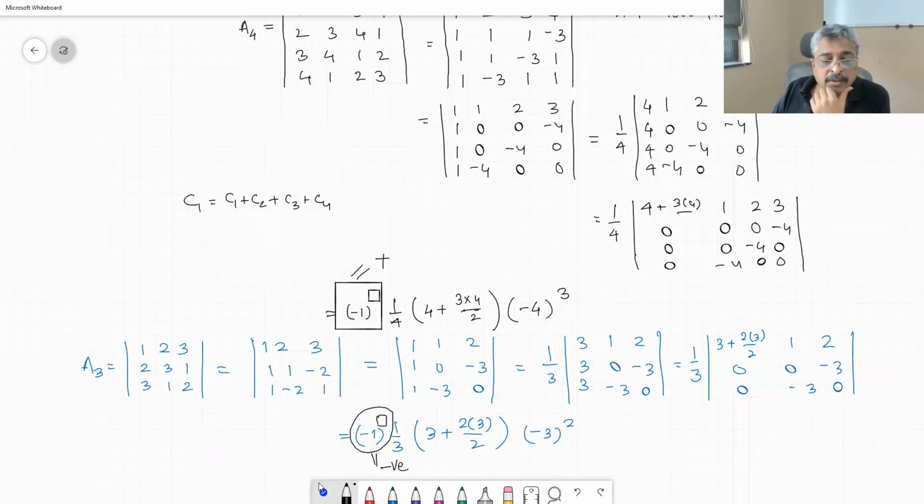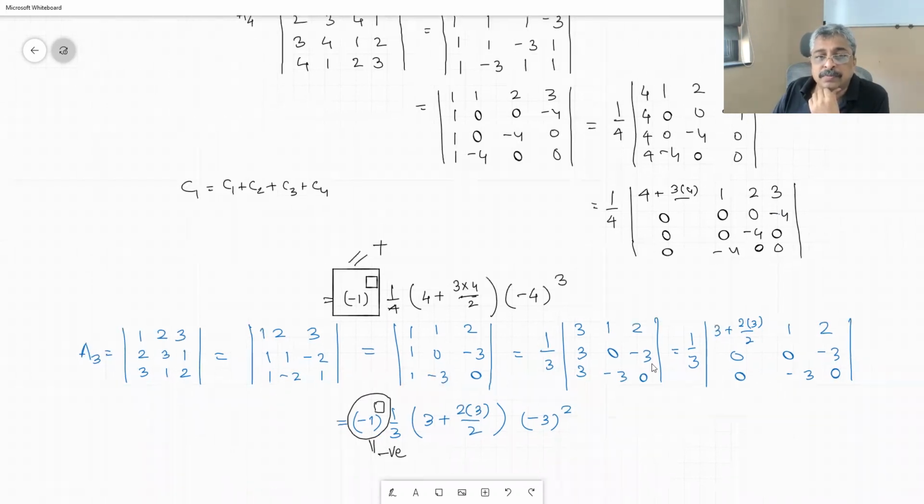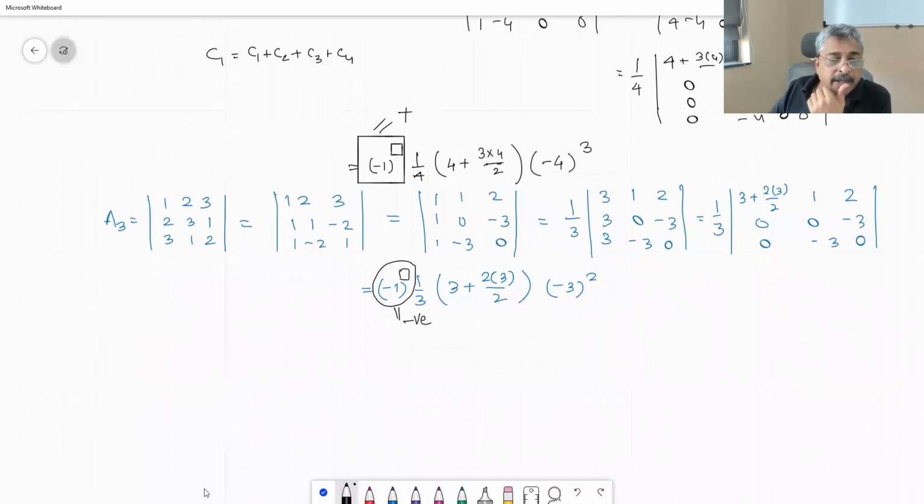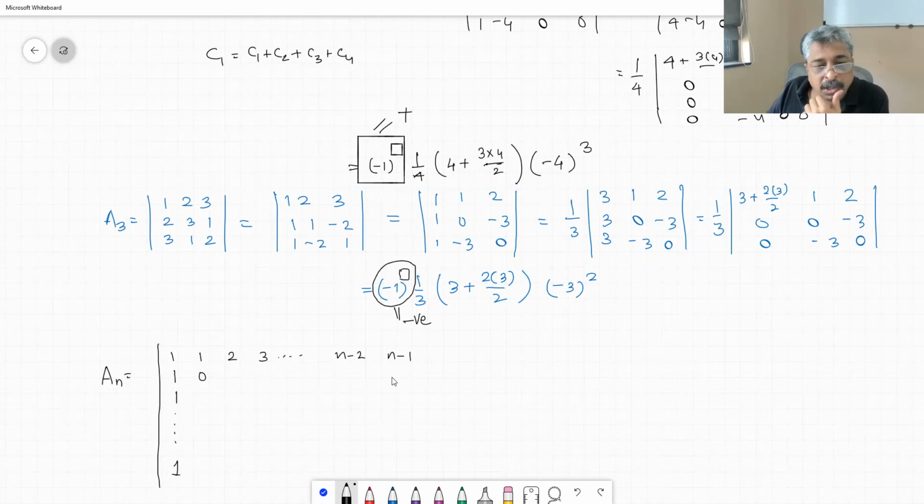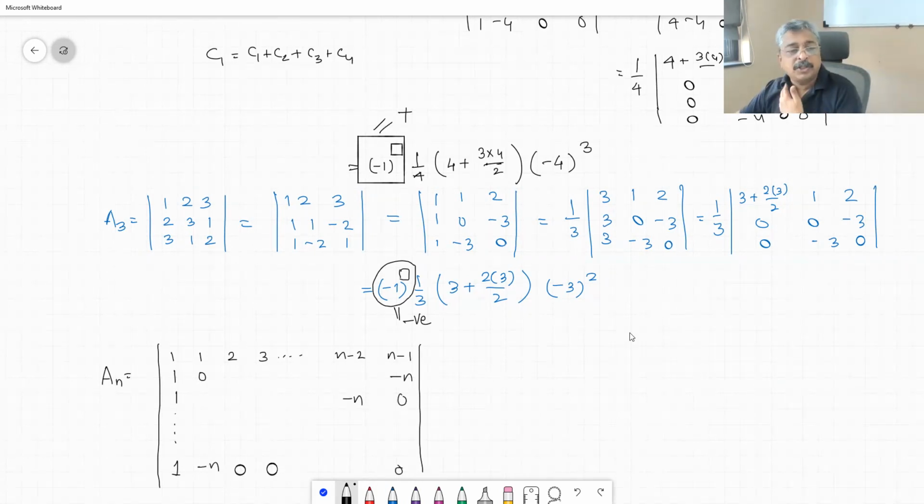Okay, so now you can tell me how do we go about general. Let us try to do it. An would become, by doing first transformation, we will get 1, 1, 2 3 dot dot dot n minus 2 n minus 1. I mean, I'm doing first 1, then you have 0, minus n here, minus n here, diagonal minus n. So we have reached this stage. Everywhere else 0. So which stage are we reaching now? This is equivalent to this.